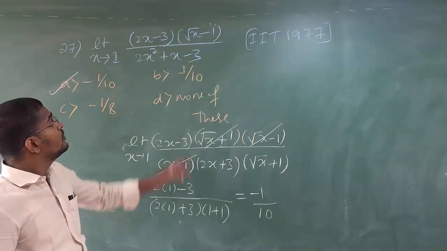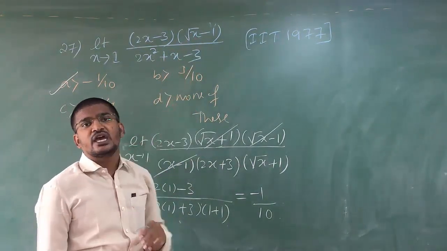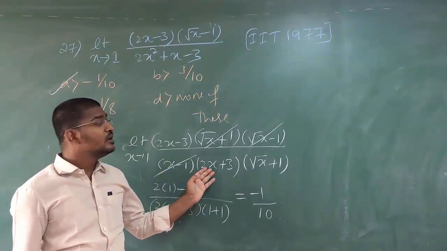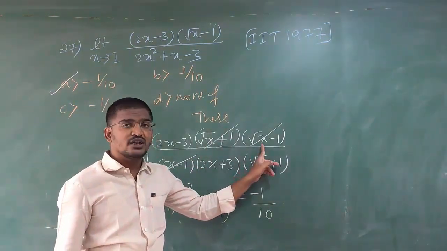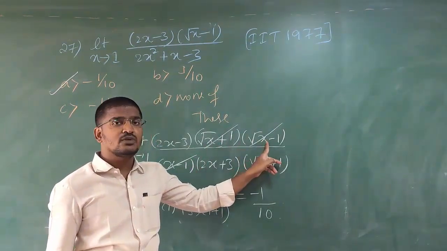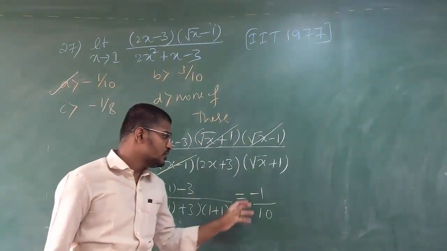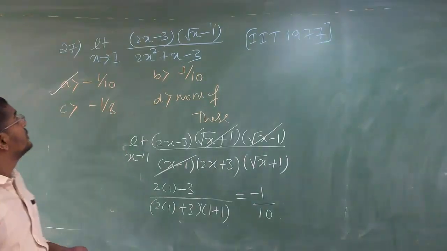So clear? Factorization, rationalization and simplification. If I factorize, we are going to have x minus 1 into 2x plus 3. If I rationalize, root x plus 1, root x plus 1. For these two, by the a square minus b square formula, it will be in the form of x minus 1. Cancel terms, put x value 1. You are going to have minus 1 by 10.